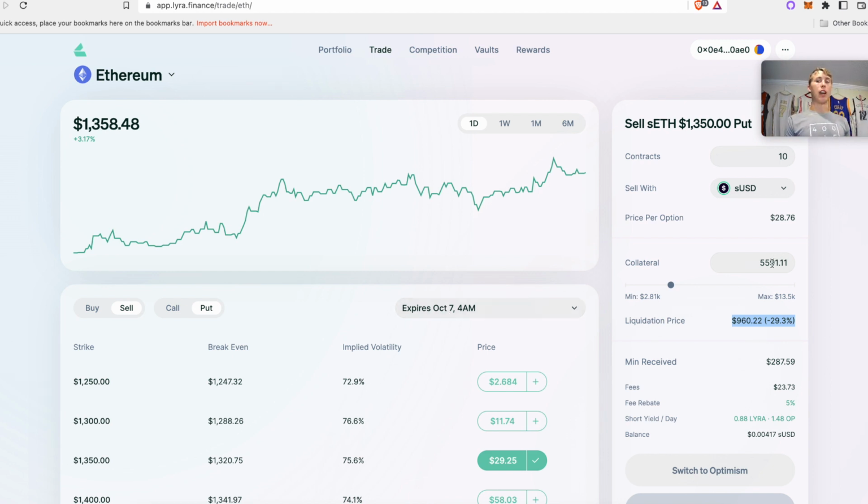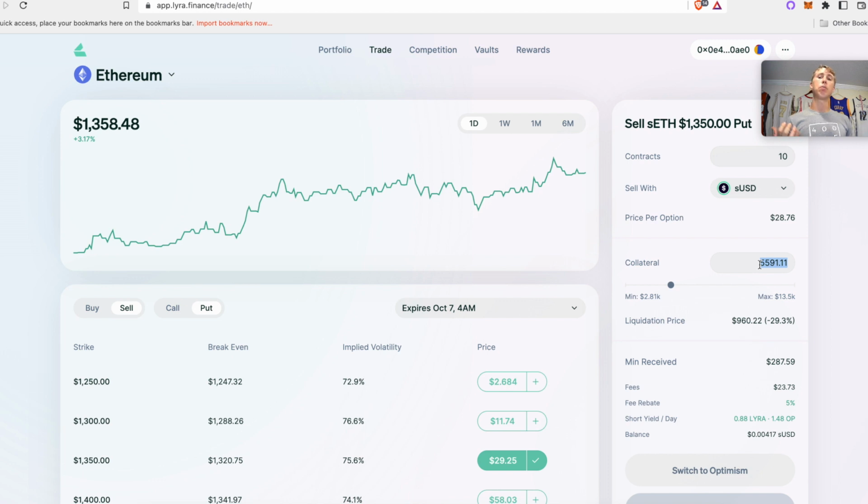So basically, I'm going to earn $287 instantly as soon as I deposit this collateral. But I have to factor in, if ETH drops below 1350, my stablecoins are going to be sold to Ethereum. And since these are cash settled, I'm not going to be getting Ethereum in exchange at the end of the contract.